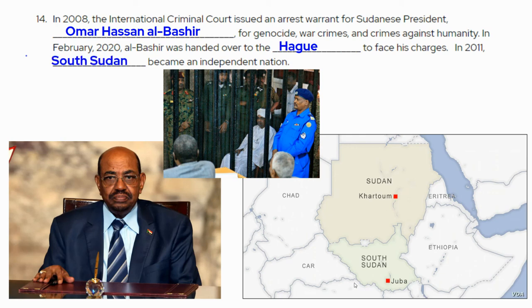In 2011, South Sudan actually became an independent nation, and so the country of Sudan was split in half as a result of that.